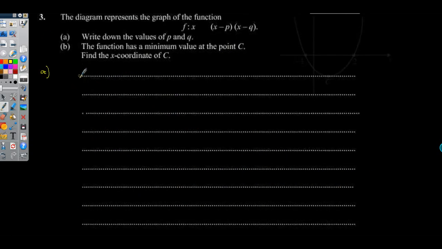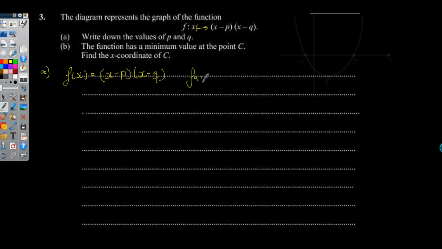So let's look at question 3. First of all, about this maybe unfamiliar mapping notation here with the f of x maps onto this. This is just another way more familiar to you of writing it, it will be like this: f of x equals (x minus p)(x minus q). We will discuss this notation later on in the course.